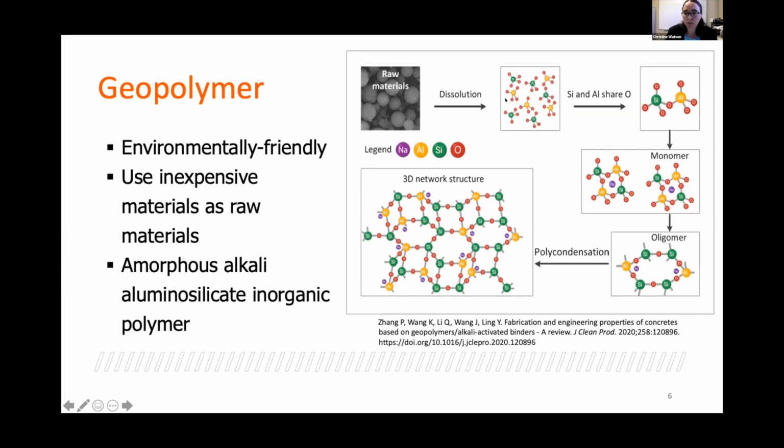As the tetrahedral silicates and aluminates share oxygen bonds, illustrated here and here, they form oligomers like this. Once the oligomers reach a supersaturated solution, they polycondense and consume water to form the 3D network that we call geopolymer.